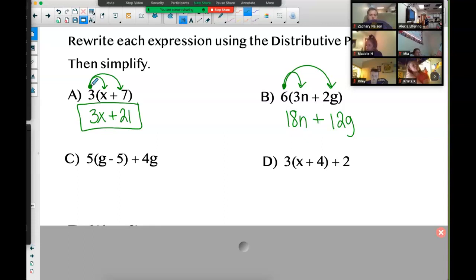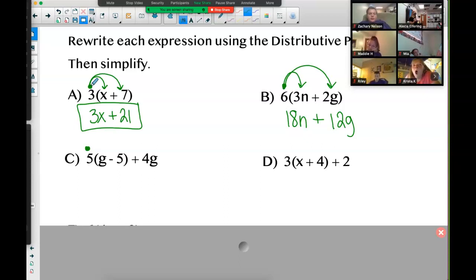Okay, look at letter C. Okay, write that down. 5 parenthesis G minus 5, then your parenthesis, and then plus 4G. This one has something extra. Okay. So first of all, what's the candy? The 5. The 5 is the candy. Now, we have to share the candy. Who are we sharing the candy with? The G and the 5.